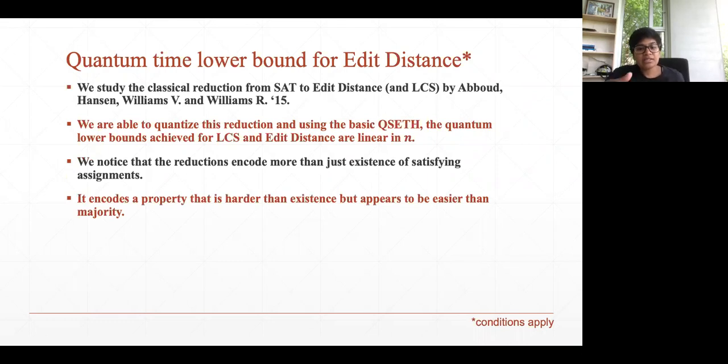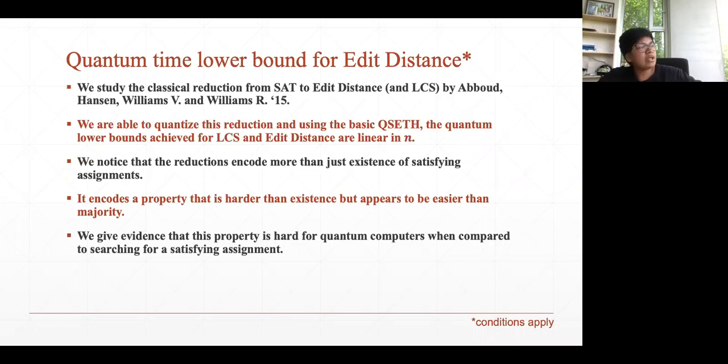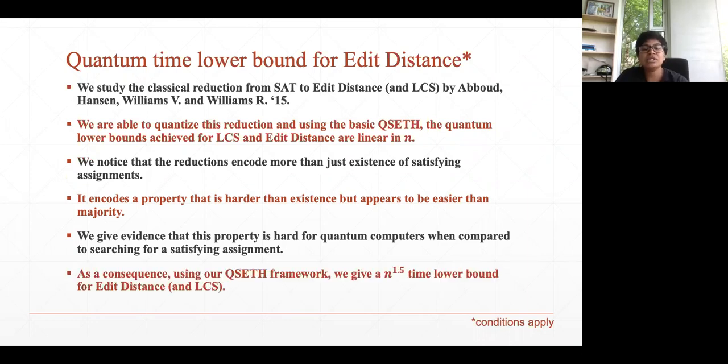But what we noticed was that these reductions actually encode more than just the existence of a satisfying assignment: a property that is harder than existence, but easier than parity or majority. And using query complexity techniques to prove query lower bounds, we were able to establish the hardness of this property. And using our framework, we were able to plug that in and give an n-power 1.5 time lower bound for edit distance and LCS based on QSET.